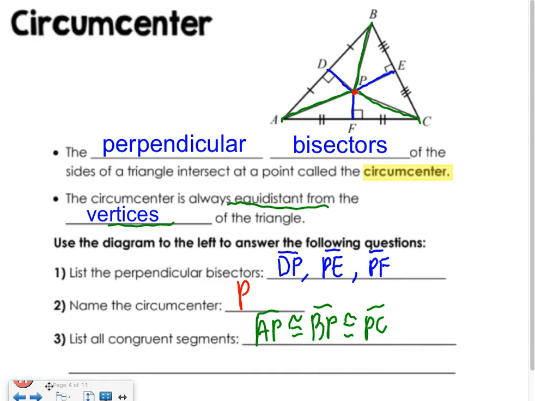I still have more though. Nope, the blue ones aren't congruent. But what are all these tick marks? The ones on the side. So what's congruent to AD? BD. Okay, what about BE? EC. And what's my last pair? FC and AF.